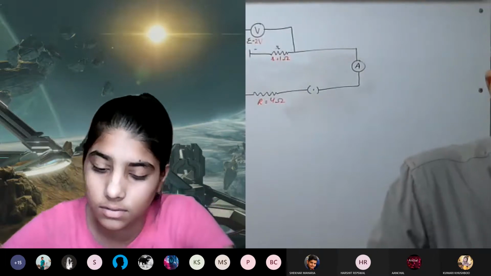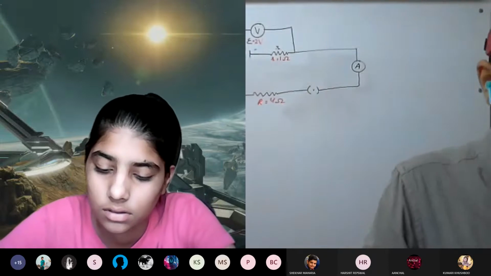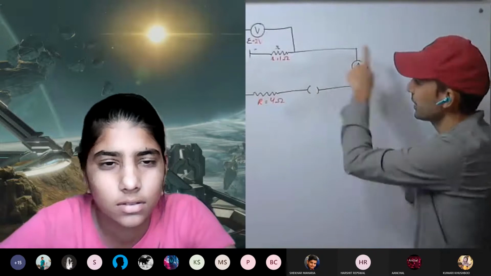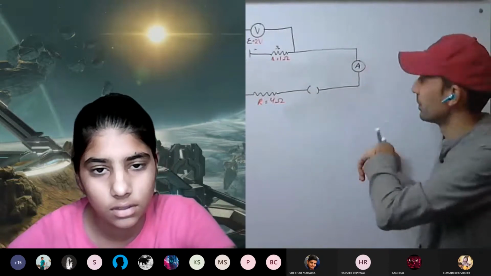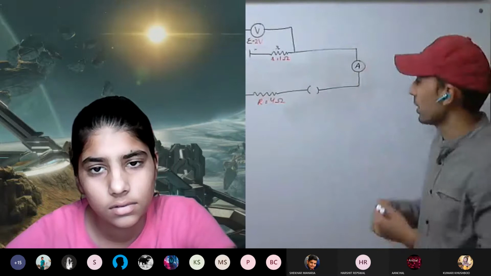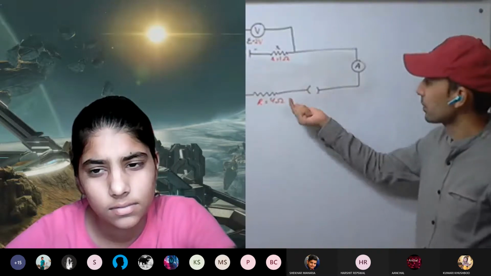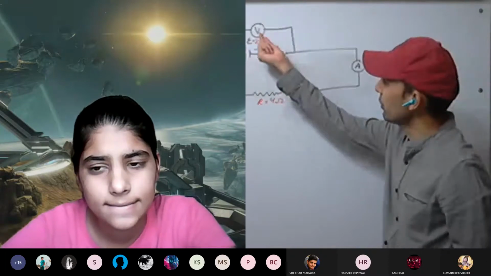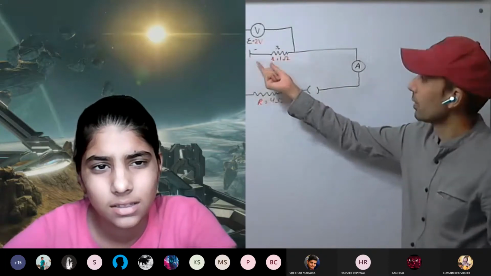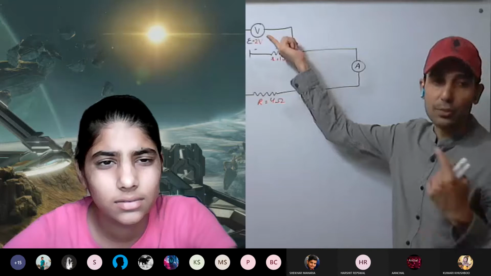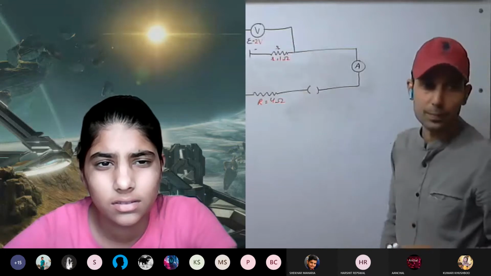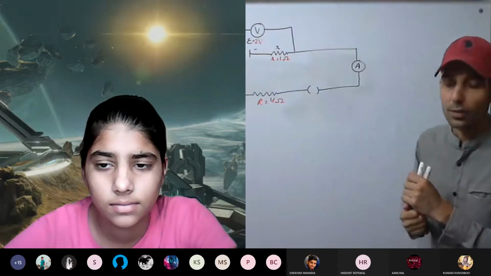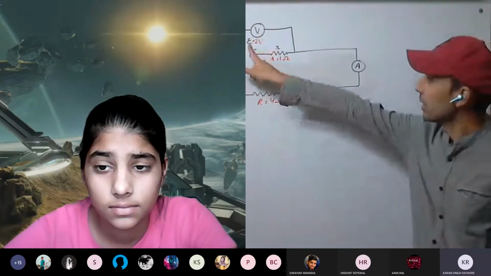What will be the reading of the ammeter and voltmeter when key K is open? Okay. When key K is open, is the circuit complete, closed or open? The circuit will be open. Yes or no? When it is open, what will V be measuring? Whether it will measure the terminal voltage or the EMF. When both the terminals are open, it will measure the EMF.